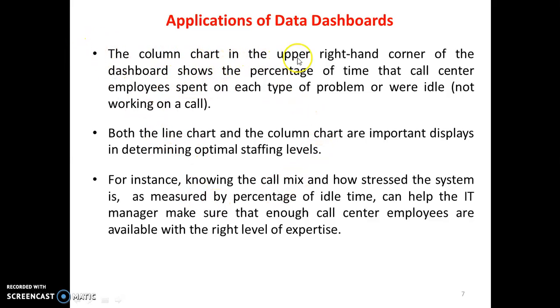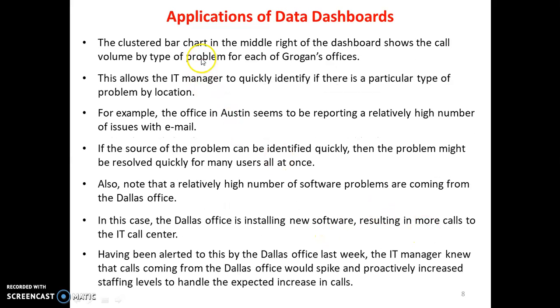The column chart in the upper right hand corner of the dashboard shows the percentage of time that call center employees spent on each type of problem or were idle or not working on a call. Both the line chart and column chart are important displays for determining optimal staffing levels. For instance, knowing the call mix and how stressed the system is, as measured by the percentage of idle time, can help the IT manager make sure that enough call center employees are available with the right level of expertise.